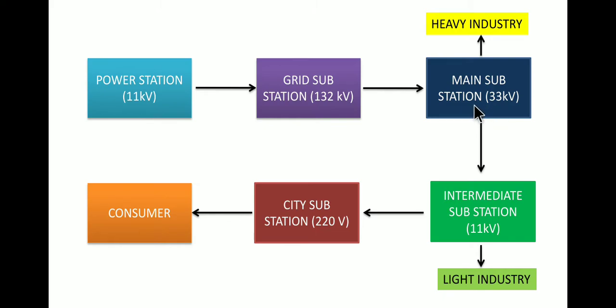And the same 33,000 volt is passed on to the intermediate substation, where the voltage is dropped to 11,000 volt again and is passed on to the light industries. From the intermediate substation, it now comes to the city substation, where the voltage is converted into 220 volts, and from here the consumers, like we common people, get the electricity at 220 volts. This means that the electric voltage that we receive in our house is 220 volts.